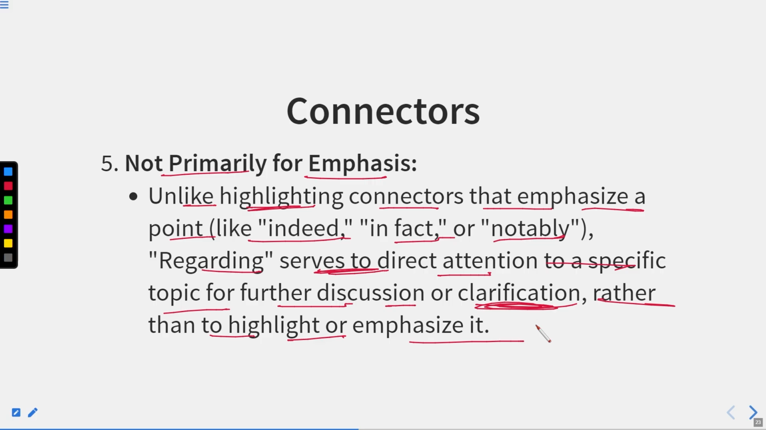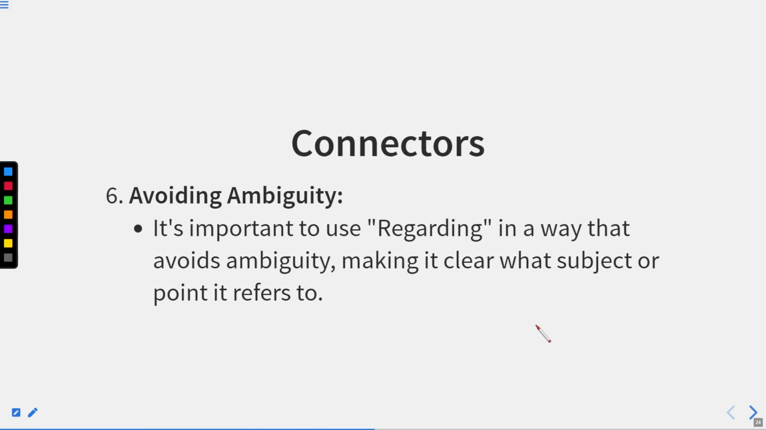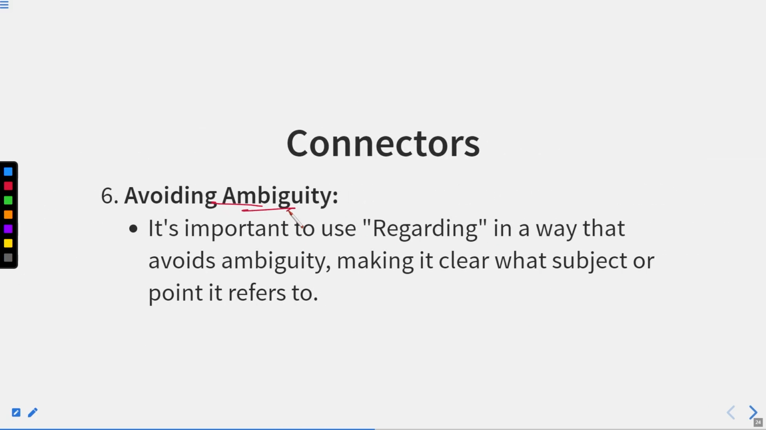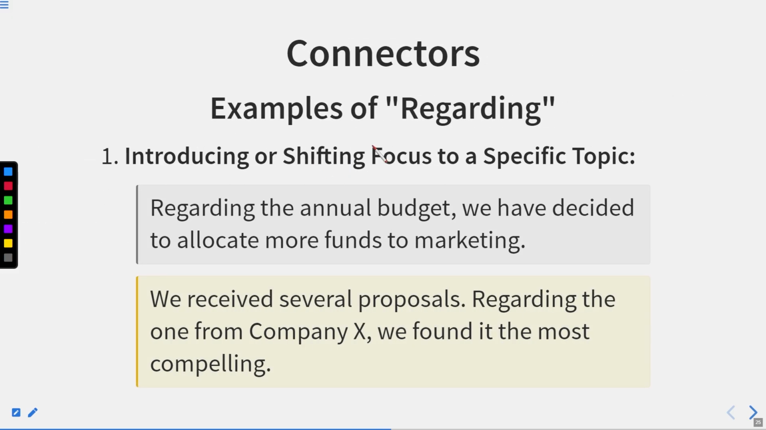Okay, it means if you are using regarding, you are not highlighting anything. In fact, you are making that particular thing the subject of the discussion. Okay, that means it is the thing we should keep in mind while we are arguing, that we are discussing this topic. Okay. Avoiding ambiguity. Ambiguity means double meaning. It is important to use regarding in a way that avoids ambiguity, making it clear what subject or point it refers to. It should not make you confused or put you in a dilemma.